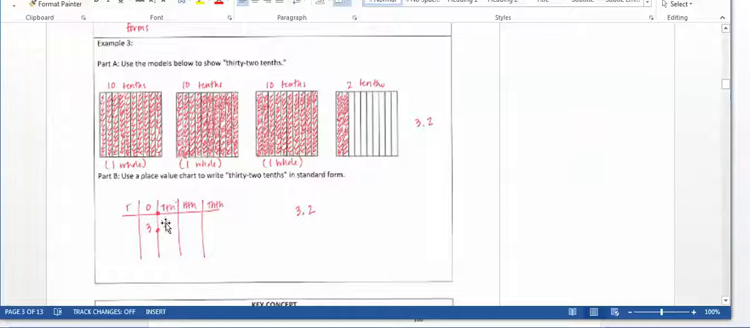The 2 really has to live in the tenths place because that's the unit that we said. 32 tenths means that the 2 lives there. The 3 drops into the ones place.